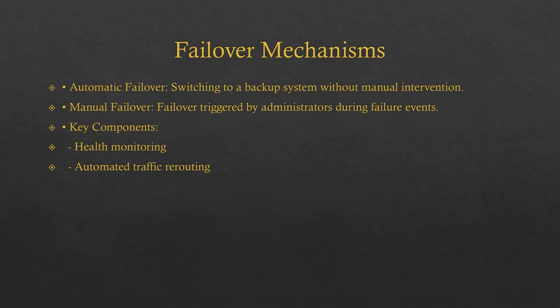Failover is the process of switching to a backup system when the primary system fails. Automatic failover happens without human intervention, ensuring minimal downtime. Manual failover requires intervention from administrators during a failure. Key components for implementing failover include health monitoring and automated traffic rerouting to backup systems.